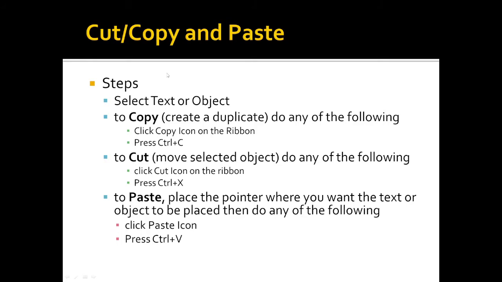To cut, we can move selected text. So do any of the following: click on the cut icon, that's the scissor icon, or we can press Ctrl X. To paste, place the pointer where you want the text or object to be placed. Then do any of the following: click the paste icon or press Ctrl V.